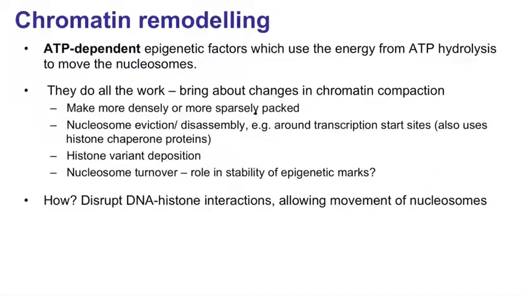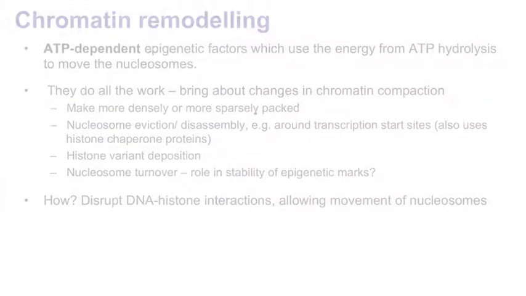So I guess the question is, how is it that these complexes are actually able to move the nucleosomes around? And the answer is that they disrupt the interactions between the negatively charged DNA and the positively charged histones. And by disrupting these, they can actually shift where the nucleosome sits, where the histones are actually binding in the DNA itself. So now I'll show you a short movie of this. It will show both nucleosome eviction or disassembly, as well as sliding of these nucleosomes along the DNA.